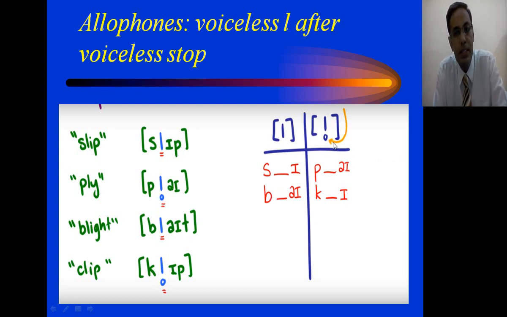Voiceless l occurs after p and k. Notice that p and k are voiceless. So this is the environment. These voiced and voiceless l sounds are different allophones of the phoneme l.